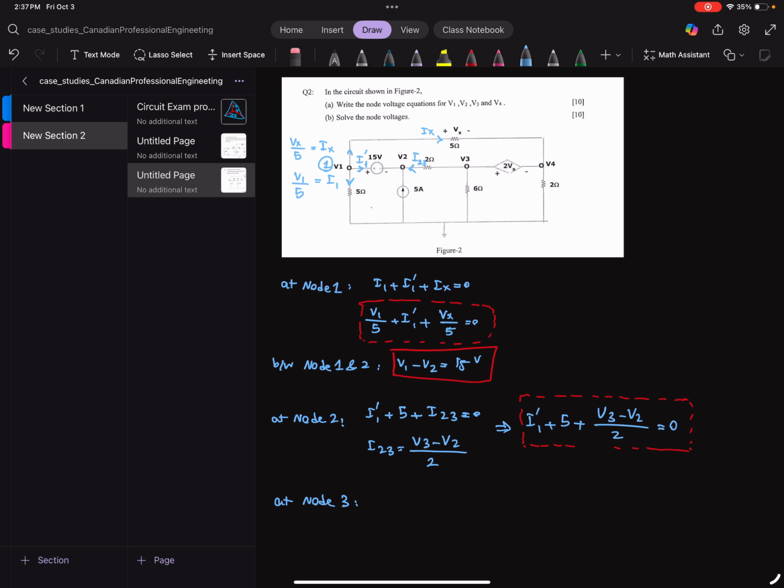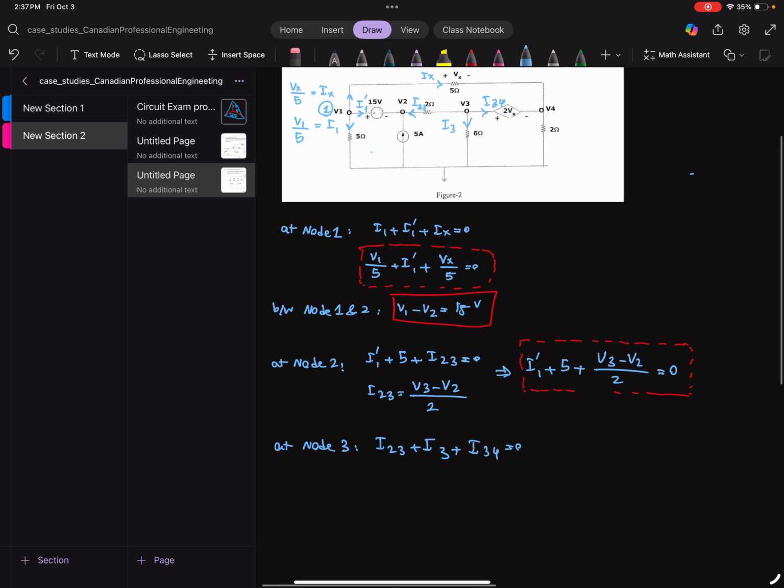Okay, and node 3, what do we have? At node 3, we have I23 going out. It's the same one. Then we have this, let's call it I3, going out. And again, we have another current here, which is going to be, let's call it I34. Again, I'm choosing all of the currents in the same direction, so it would be easy. Okay, at node 3, I23 is going out, I3 is going out, I34 is going out, and the summation must be 0.